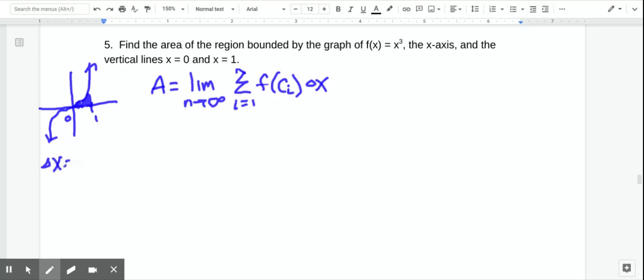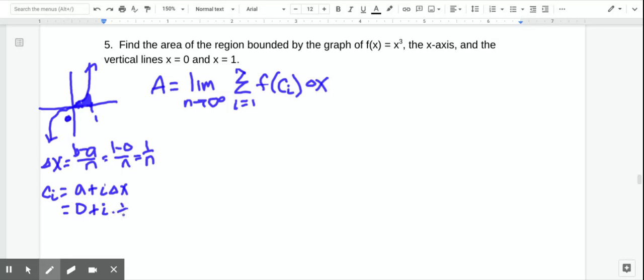So remember, delta x is b minus a over n. B and a are 1 and 0. So delta x is going to be 1 over n. So all of our rectangles have width 1 over n. And then ci, remember that's a plus i delta x. In this case, a is 0. That's our first part. And then we just found delta x was 1 over n. So ci is i over n.